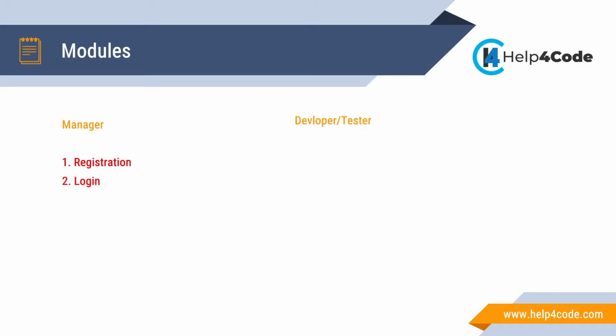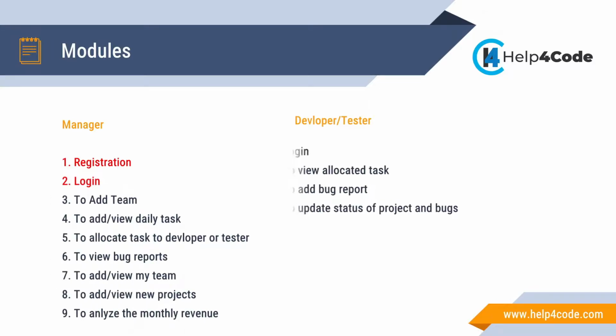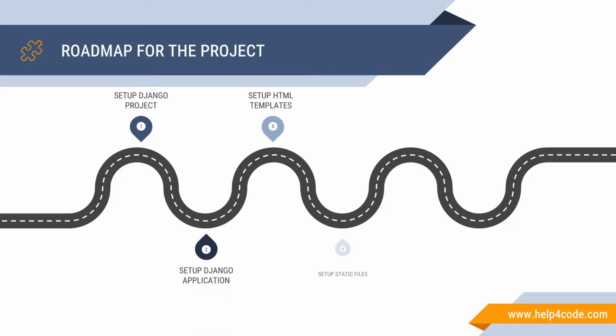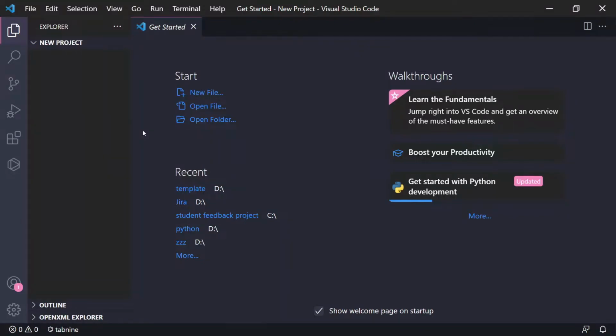In the upcoming videos I will be discussing the rest of the manager modules as well as the developer modules. The roadmap for this project: first of all we have to set up the Django project, then we have to set up the application in the form of apps. One Django project may have multiple applications. Then we have to set up the HTML templates, then the static files like JavaScript and CSS. Then we have to set up the database. Then we have to set up the logic for login and registration. Let's jump into the practical.